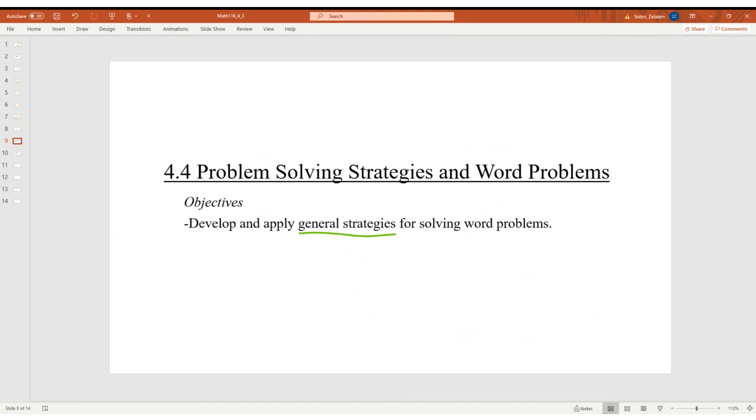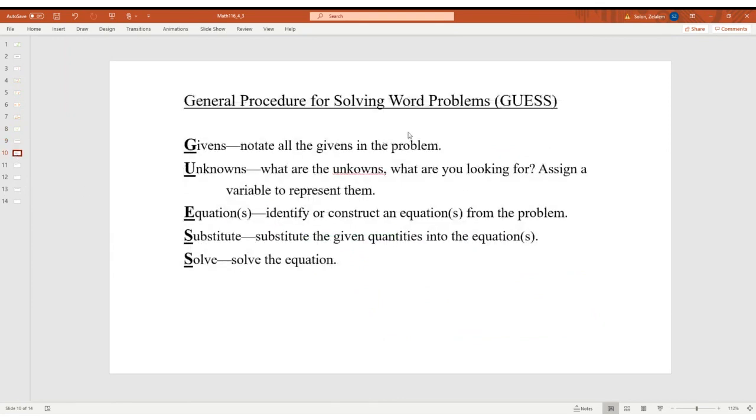So with that, the vocabulary for this general procedure for solving word problems: the first thing is figure out what is given. It says GUS, but G stands for given. So you have to notate all the givens in the problem. You have to take out what is given. You have to figure out what is unknown. So you have to ask the question, what are we looking for? What are you going to answer from this problem? That gives you what is unknown.